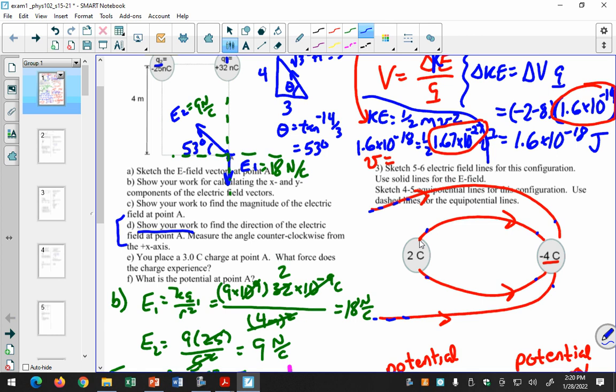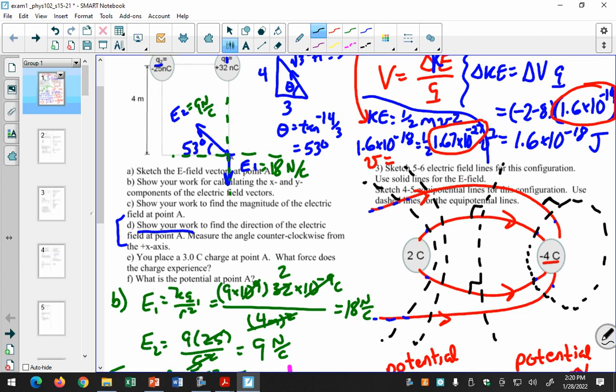And then if I want to draw my equal potential lines, remember, equal potential lines are perpendicular to the field lines. So they're going to look like this. I'm going to draw it as a dashed line. Notice that this angle is perpendicular. It's going to keep going around like that. Perpendicular, always perpendicular to the field lines, like that. All right, so those are my equal potential lines.